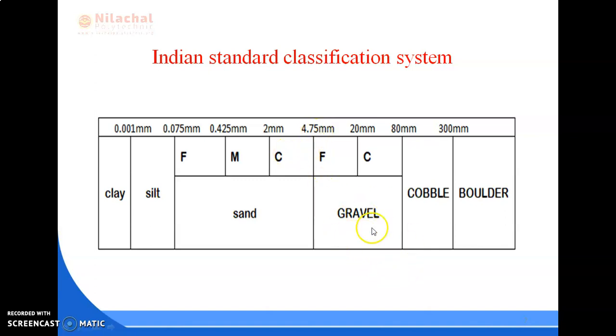Next is gravel. Gravel is again divided into 2 types, fine and coarse. So fine is 4.75 mm, coarse is between 20 mm and 80 mm. Again cobble is 80 mm to 300 mm, and boulder is greater than 300 mm, which is very large soil. So this is a diagrammatic representation of the ISCS classification system.